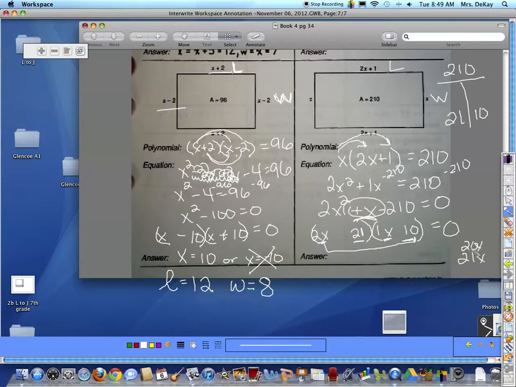So what are my signs here? A negative 20 and a positive 21. So I have to do a positive here and a negative here. Oh snap, I was right and I guessed. Now this is weird.